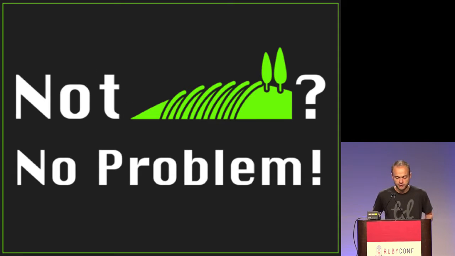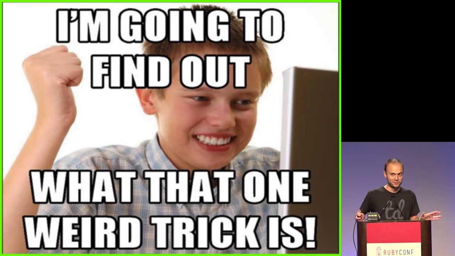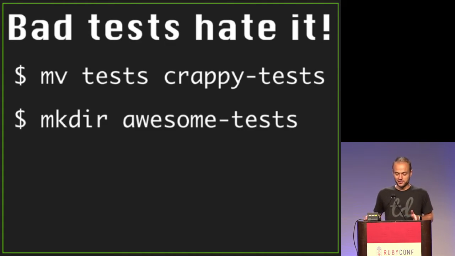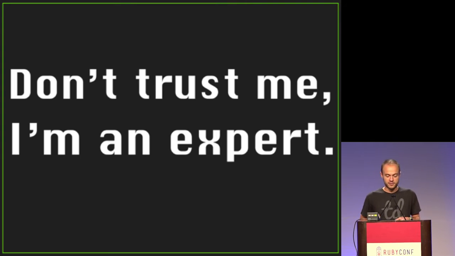So that's not sustainable. I said we're talking about prevention, but if you're working in a big legacy monolithic application, and you're not greenfield, this is not a problem at all because I got this cool thing to show you. There's this one weird trick to starting fresh with your test suite. That's right, you're going to learn what the one weird trick is. Basically, just move your tests into a new directory, and then you make another directory, and then you have two directories, and you can write this thing called a shell script, get this, that runs both test suites. And then eventually you port them over, and you're able to decommission the old test suite.